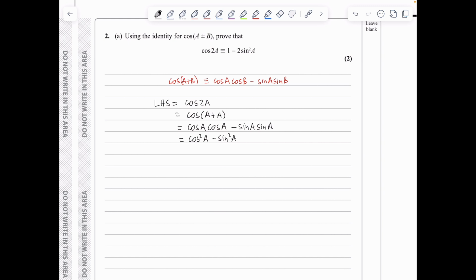Well, we're trying to arrive at the right hand side, which only involves sine. So in the place of cos squared A, I'll write 1 minus sin squared A, minus the other sin squared A, which leads to 1 minus 2 sin squared A, which is exactly the right hand side as required.